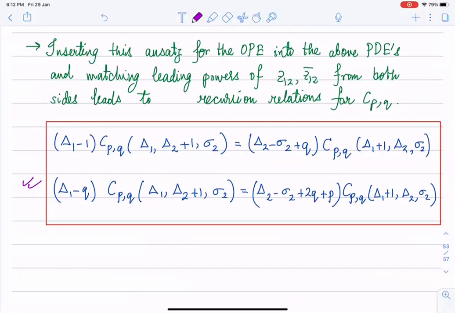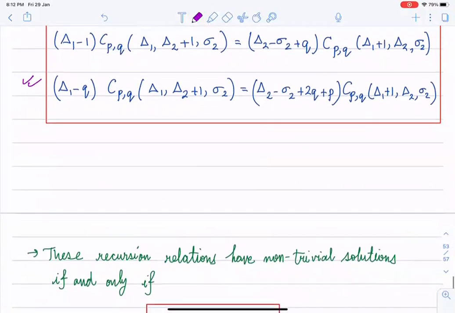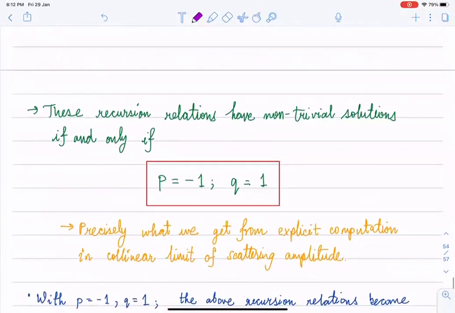And it turns out that these recursion relations for the leading OP coefficients have a non-trivial solution if and only if, in this case, these exponents p and q, which were the exponents of z12 and z bar 12 in the OP, take the following form. So these recursion relations are mutually consistent if and only if p is equal to -1 and q is equal to 1. And this is precisely what you get if you do an explicit computation of the collinear limit of the scattering amplitude and then take the Mellin transform and so on.